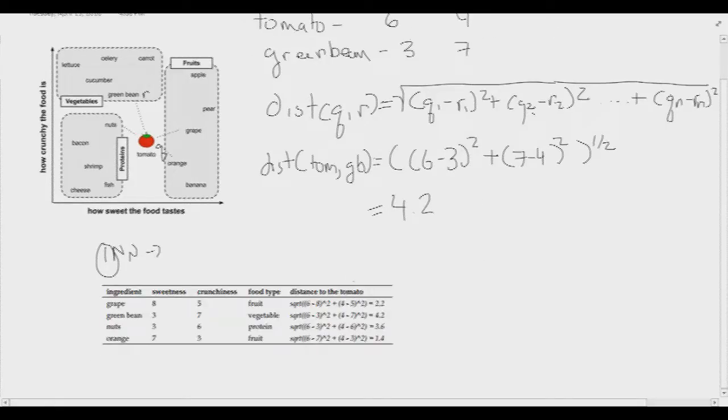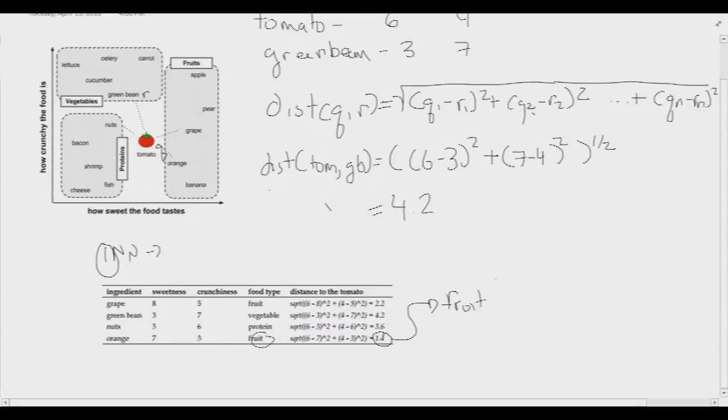Alright, so here's a summarized table of the distances associated with the tomato to all of these other foods. So here we have grape, green bean, nuts, and orange. Since we're using 1 NN, we're going to find the lowest distance. So the lowest distance here is the orange. So under a 1 NN, a tomato would be classified as a fruit.